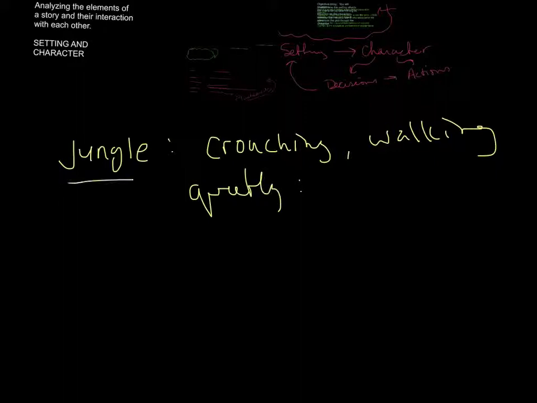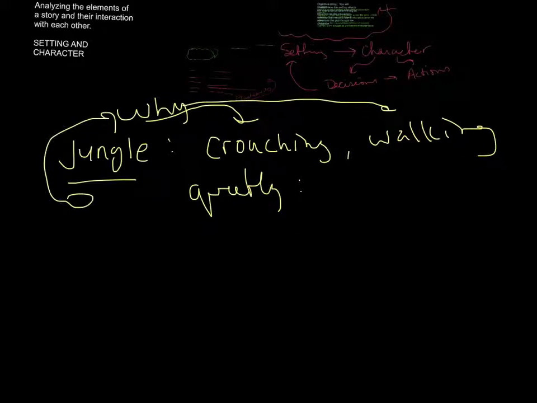So when we talk about setting, it really makes us ask, why? Why is the person crouching? Why is he walking quietly? Well, if you know anything about the jungle, it's dangerous. A lot of wild animals that could kill you, so he's trying to be safe. He's trying to be careful. So again, how does a setting make somebody do something differently?